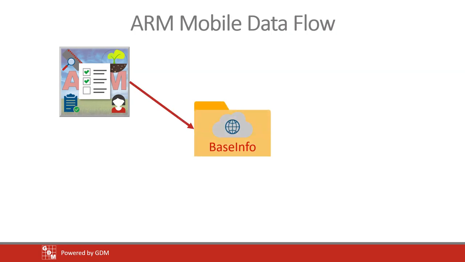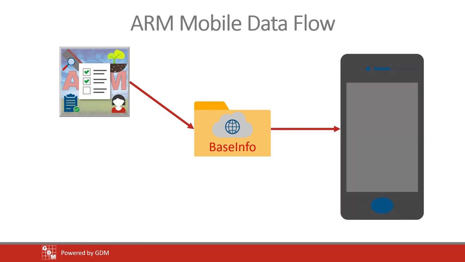So this information, we take from the ARM software and copy it to the cloud storage service. We support Dropbox, OneDrive, or Google Drive. And so we save the information on the PC, and then ARM Mobile downloads that base info during the installation and setup of the app on your phone or device that you're going to use ARM Mobile for.